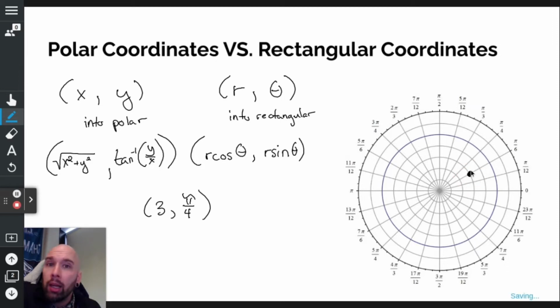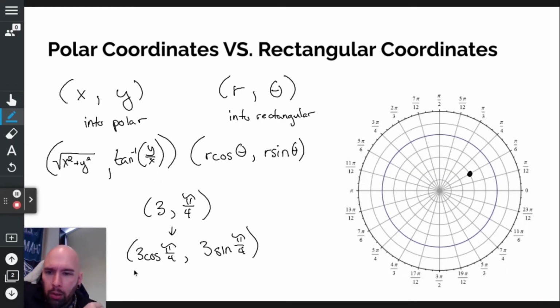Now, what would that look like on a regular x, y plane? Well, let's turn polar into rectangular by doing 3 cos pi over 4 and 3 sine pi over 4. Okay, cos pi over 4 is root 2 over 2. So this becomes 3 root 2 over 2. And sine pi over 4 is also root 2 over 2. So this also becomes 3 root 2 over 2.